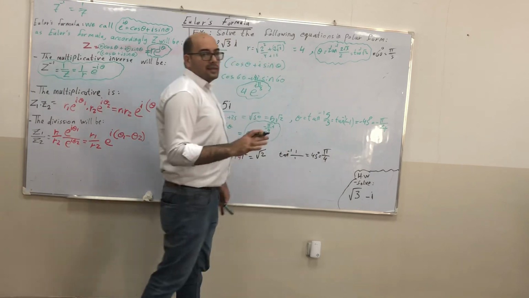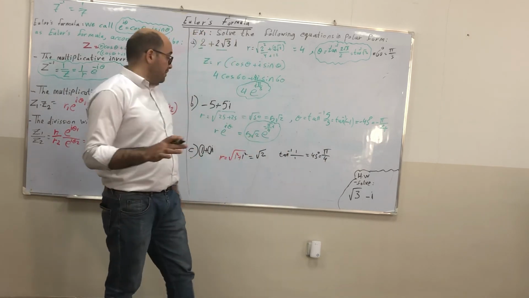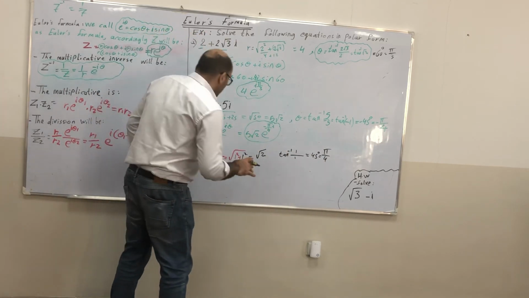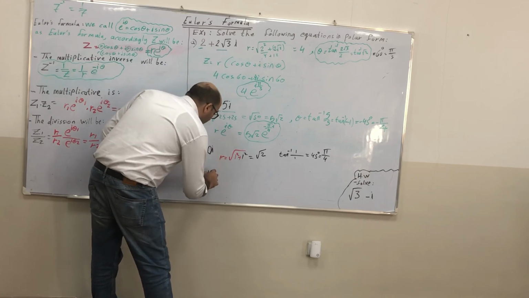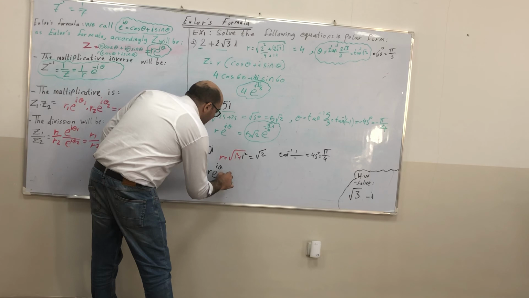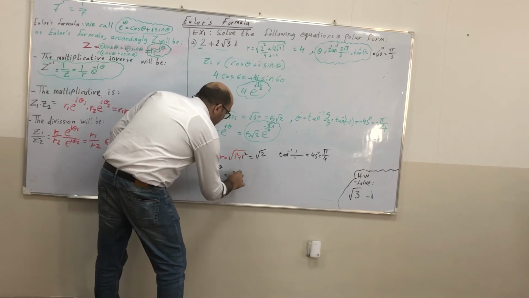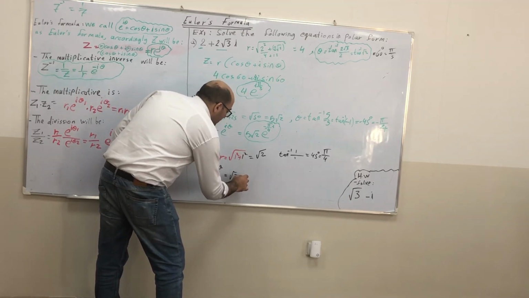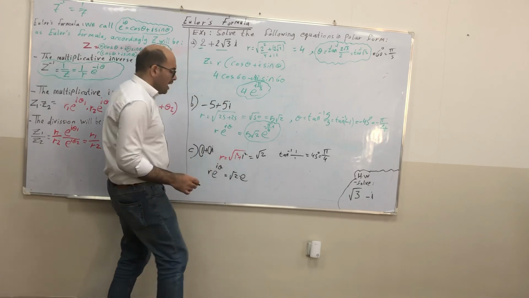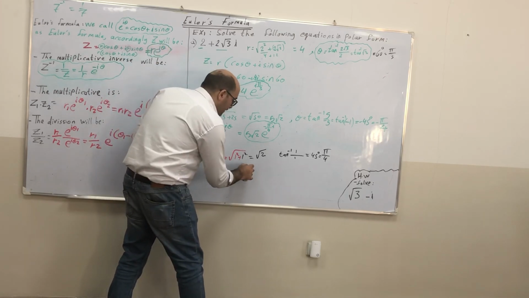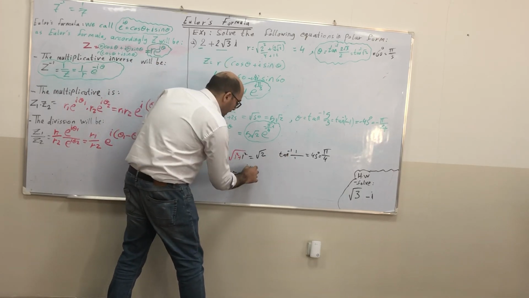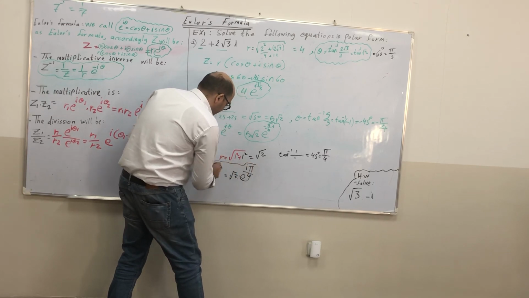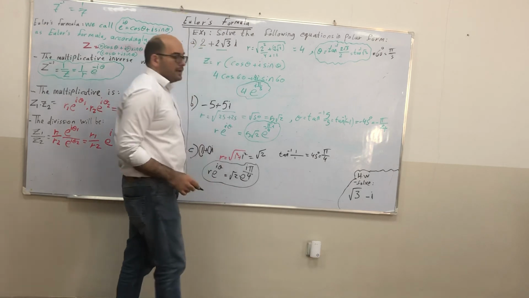I'm converting everything to the polar system. So now I will find the Euler form, which is r exponential of I theta. You know r is root of 2, exponential of I times pi over 4. So this is the final result.